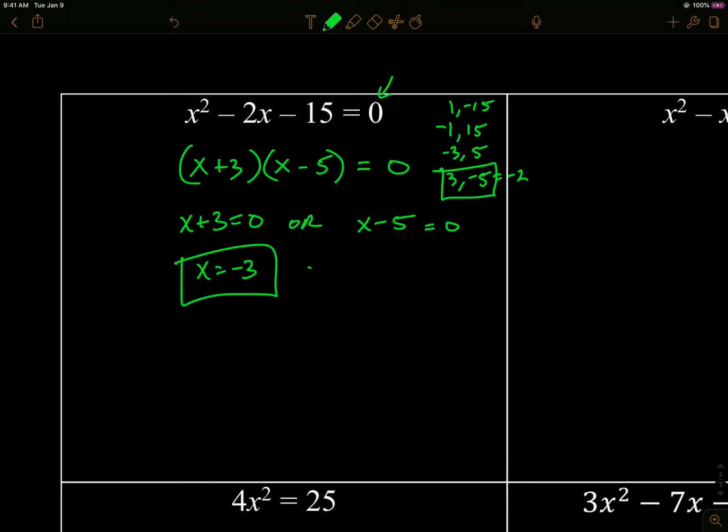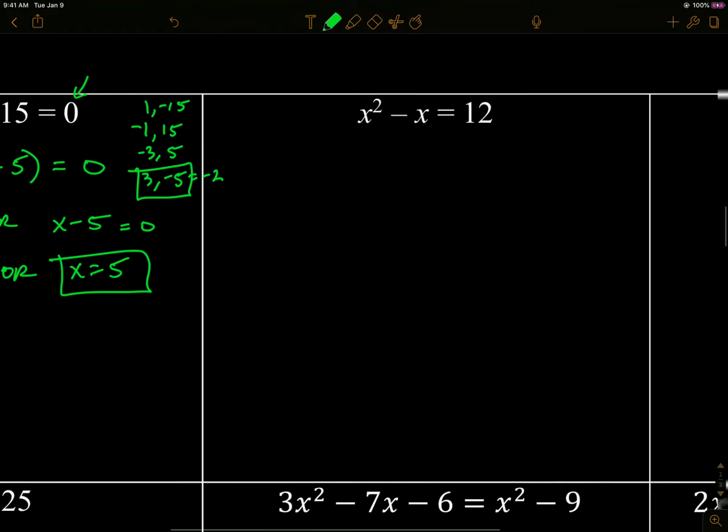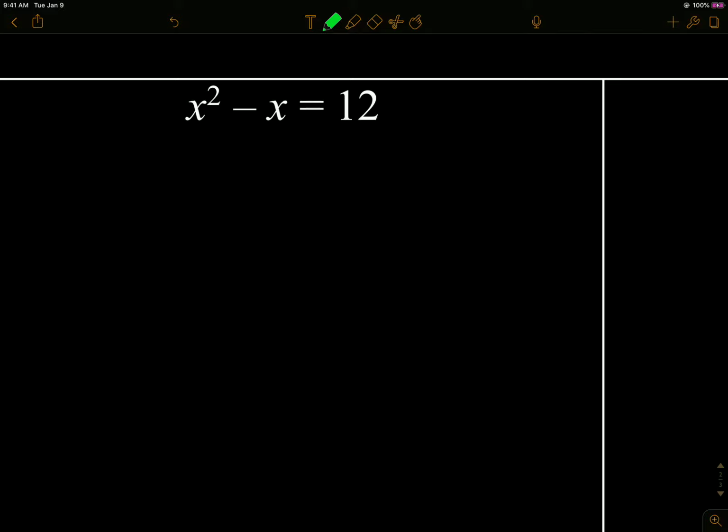So I get x equals negative 3 or x equals 5. Let's try this one. It's not ready for zero product property. I've got to subtract 12 off both sides. So now I have it equal to 0. Now I have to factor the left side.